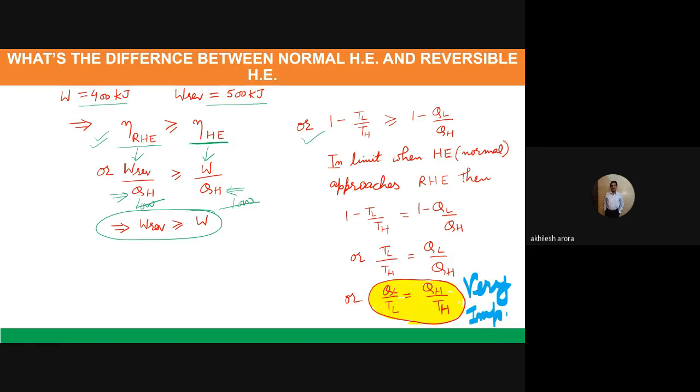1 minus TL by TH has to be greater than or equal to 1 minus QL by QH. So this is directly on the basis of this particular equation that I have written here. So 1 can be cancelled out on both the sides, and we are left with TL by TH is equal to QL by QH. And finally I get this particular equation, QL by TL is equal to QH by TH. So this is a very, very important equation. You should always remember it.